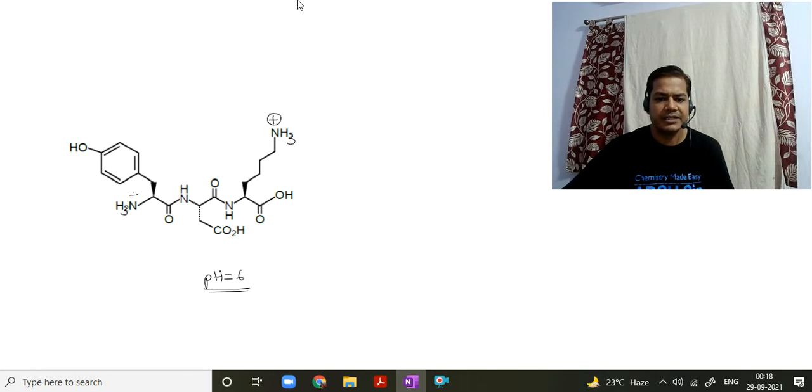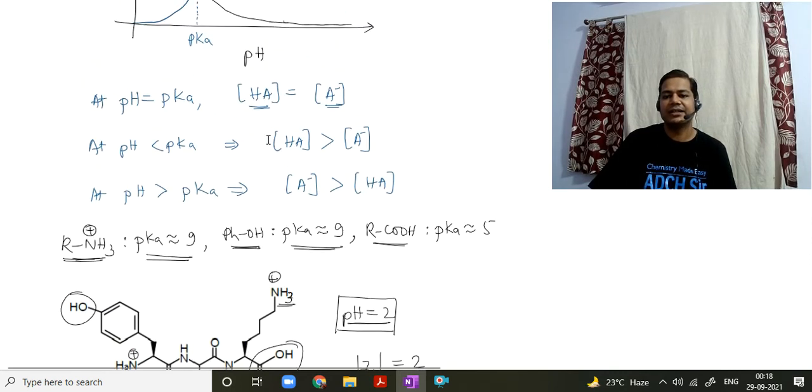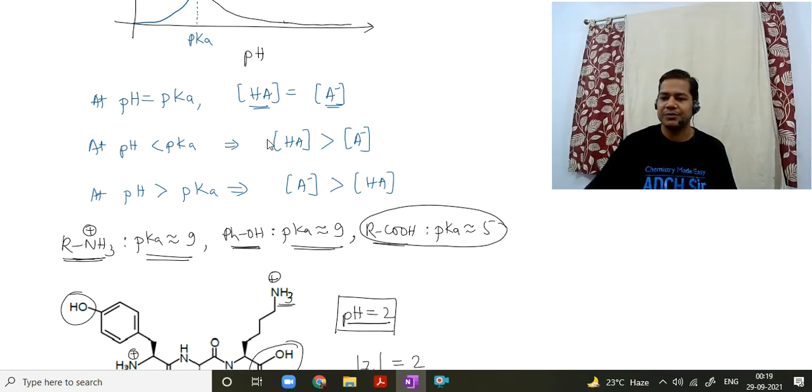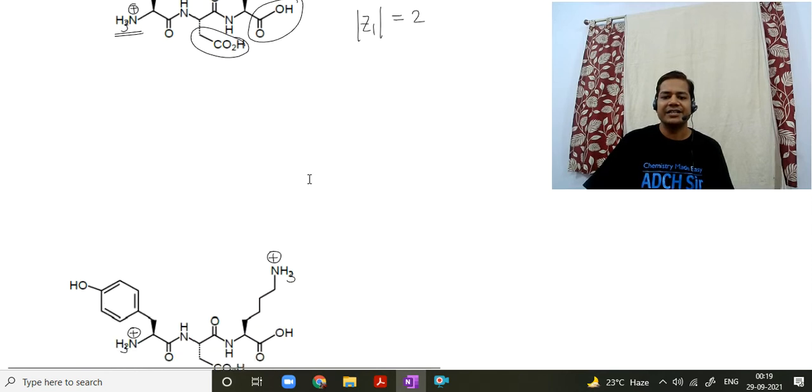Because the pH is 6, it is still less than 9. Phenol will also not ionize, but this pH is more than the pKa of carboxylic acids. Look at the pKa of carboxylic acid. The pKa of carboxylic acid is 5. pH equal to 6 is more than the pKa of carboxylic acid. So therefore, carboxylic acids will ionize at this pH.